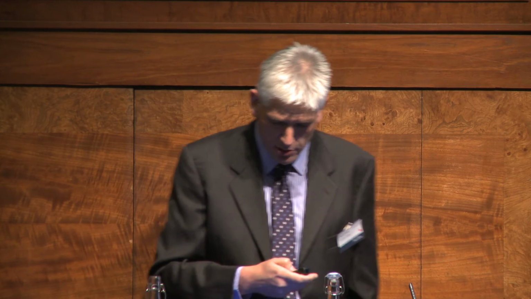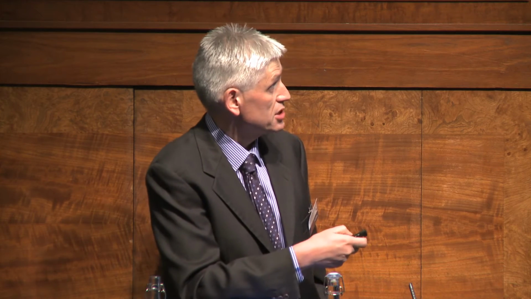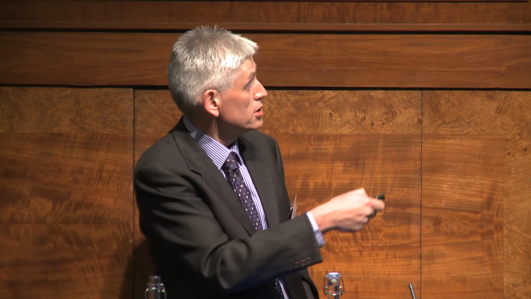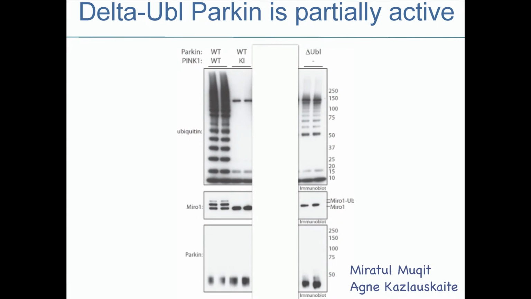So the key experiment that Agnew did to disprove that this model was sufficient to account for the activation of Parkin was to chop off this UBL domain. If you chop off this UBL domain, surely, if this model is right, the C-terminal region of Parkin must be independent of PINK1, because it can't be phosphorylated anymore. So this is the experiment that Agnew did.